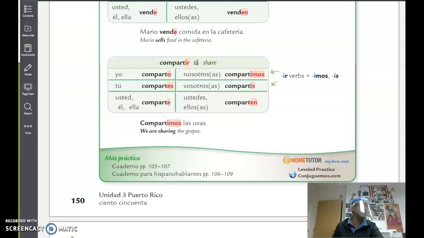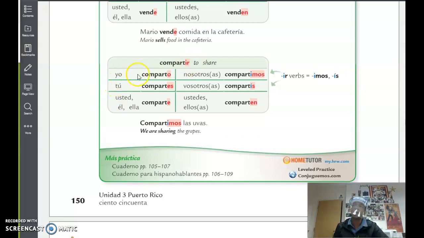Now, compartir is to share. The same thing. You do the same thing. How do you conjugate? Well, first of all, you get rid of the ending. And then you put the ending that belongs to each, depending on the subject or who's doing the action.